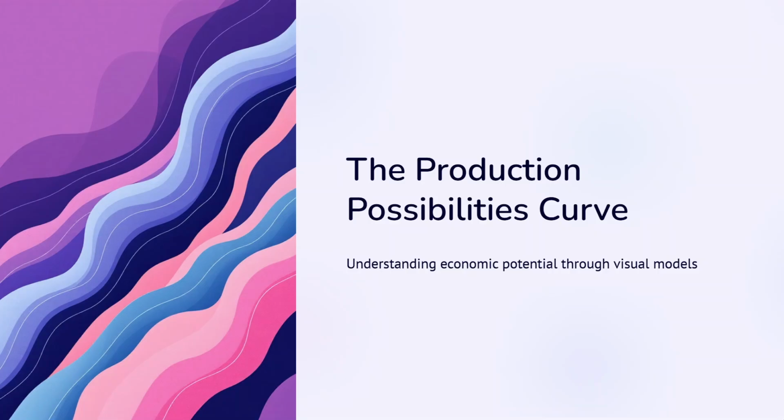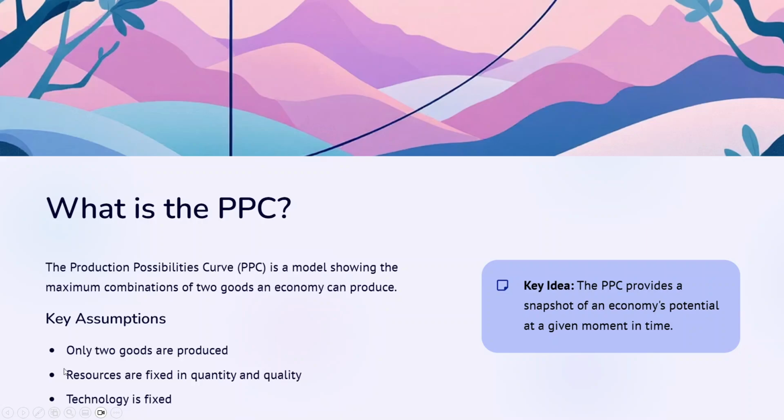Let's get started. So, what is the PPC? It is a model that shows the maximum combinations of two goods that can be produced by an economy, given that all its resources are fully and efficiently used at a given state of technology. That's a mouthful, so let's break down the key assumptions.